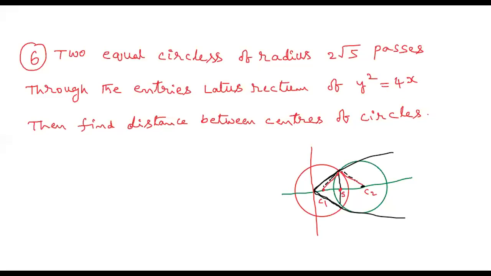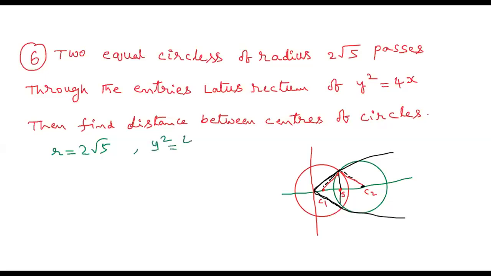See the next question. This is a circle and parabola related problem, mixed conceptual. Two equal circles of radius 2 root 5. Radius is given, that is equal to 2 root 5. Next, each passes through the ends of the latus rectum of y square is equal to 4x. Then find the distance between the centers of the circles. So here y square is equal to 4x is there. What is the length of the latus rectum?